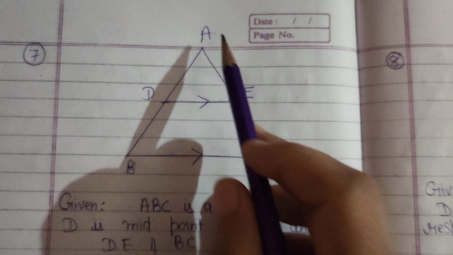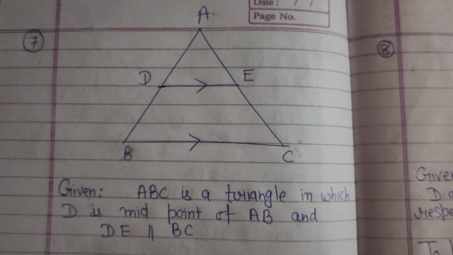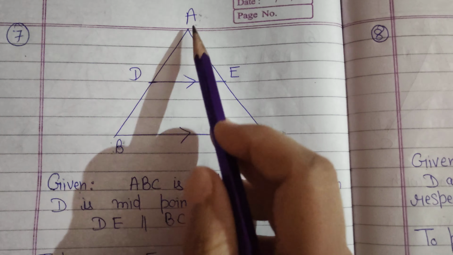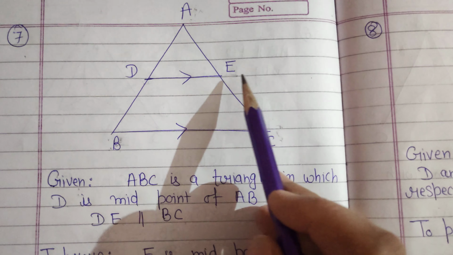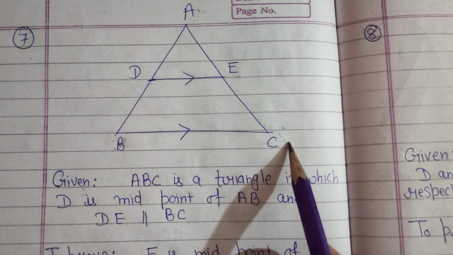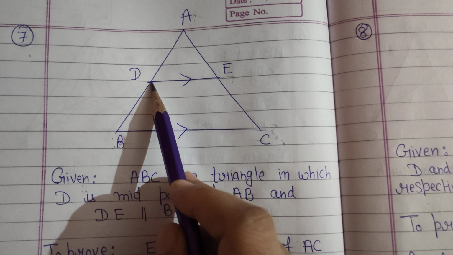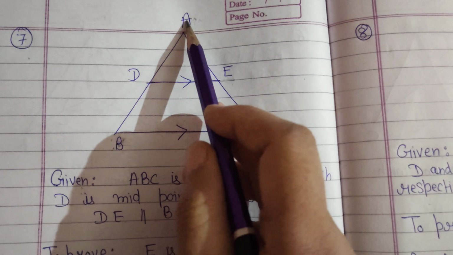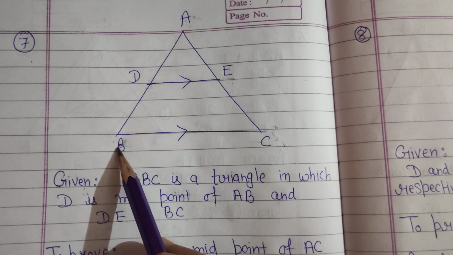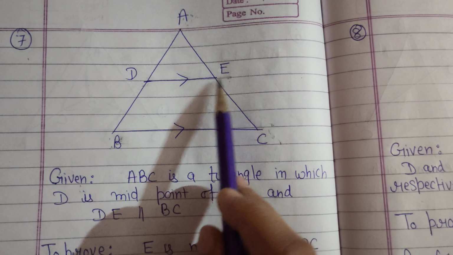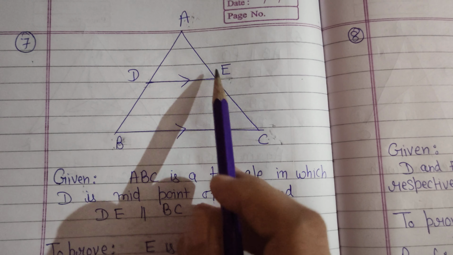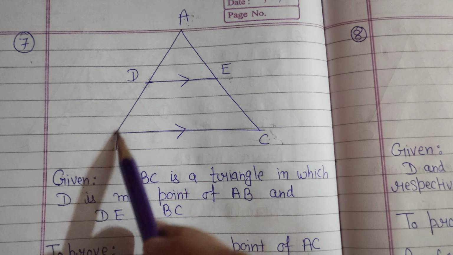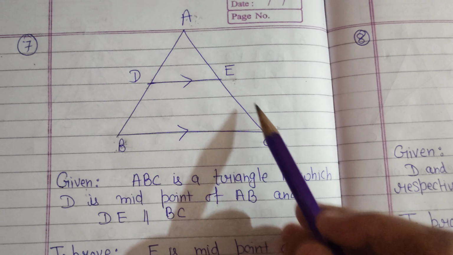Here in question number 7, ABC is a triangle in which D is the midpoint of AB and DE is parallel to BC. We have to show that E is the midpoint of AC. Now if D is the midpoint of AB, we can say that AD is equal to DB. And if DE is parallel to BC, then by using Thales theorem, we can say that AD by DB is equal to AE by EC.